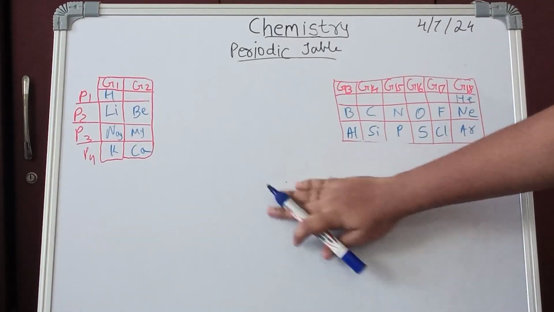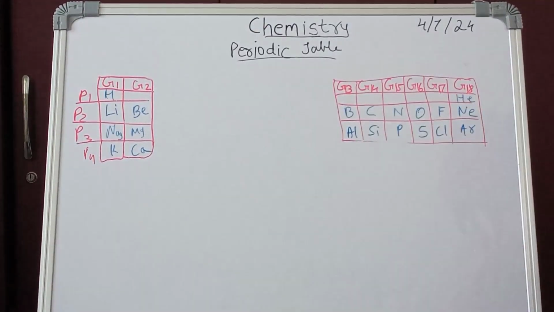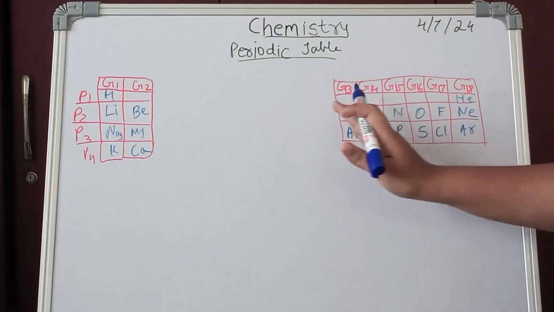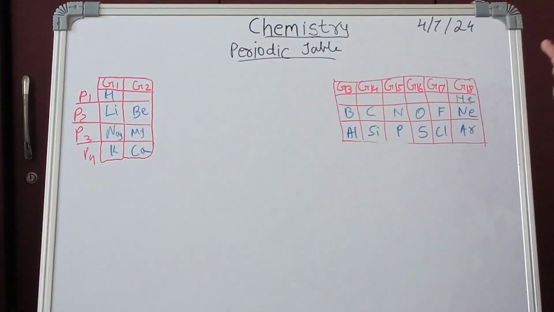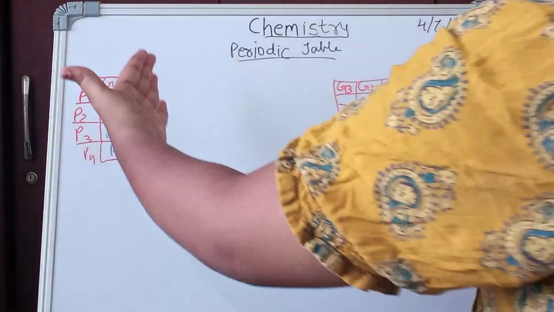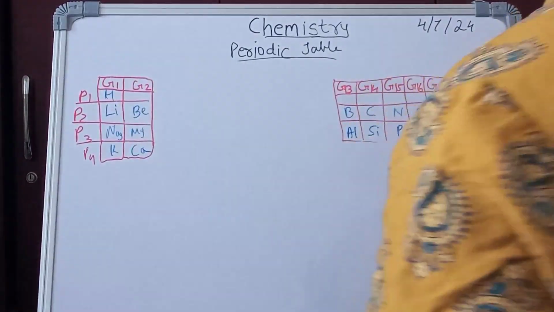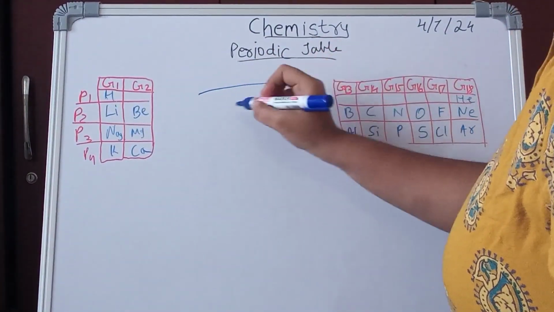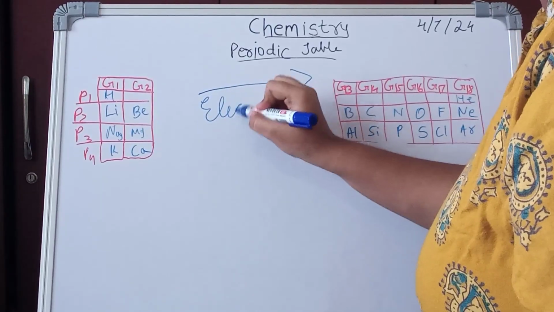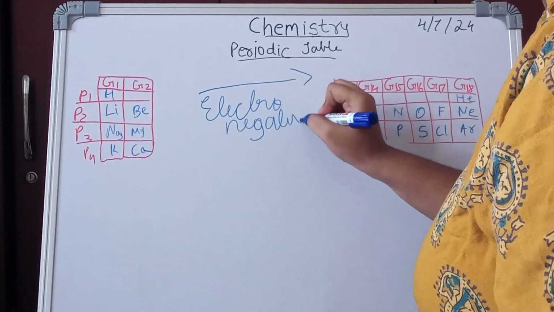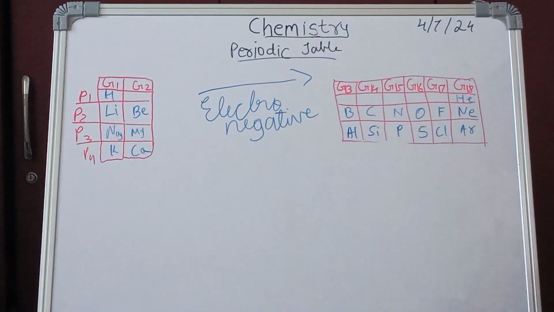So oxygen is electronegative, but hydrogen, lithium, sodium, they donate. So they are obviously not electronegative. So in this manner, we conclude that the elements which are on this side, that is, if I have to say, my right side, are more electronegative than my left side. So from here to here, elements are very electronegative.